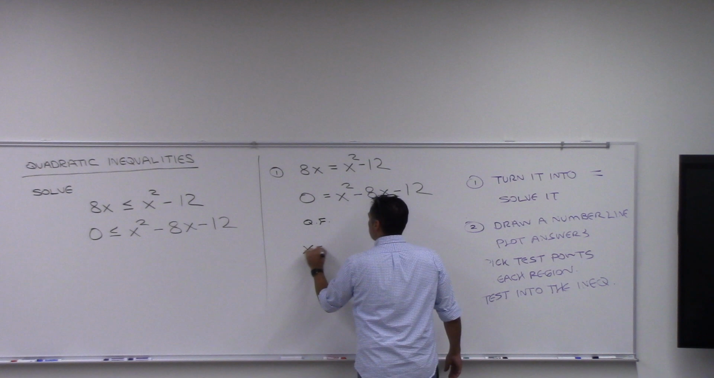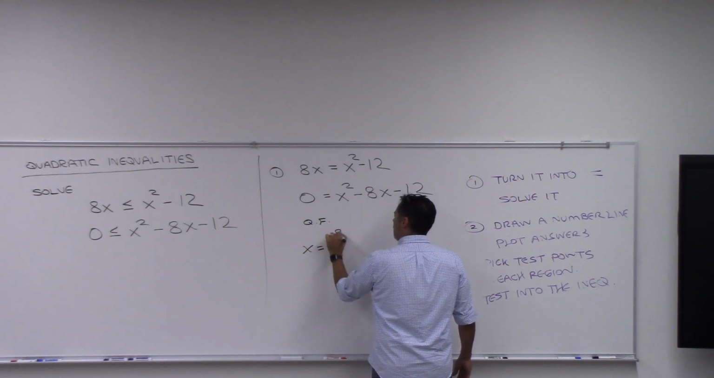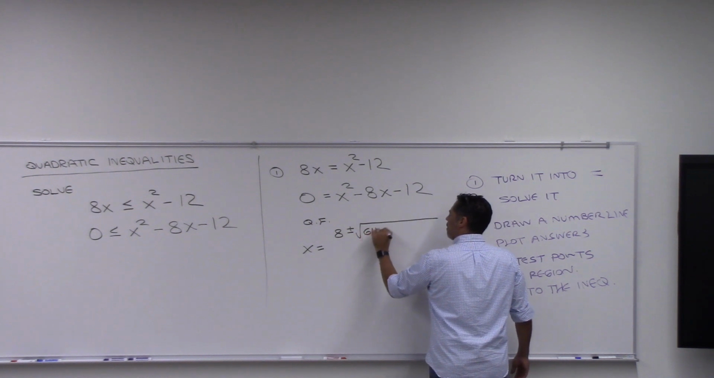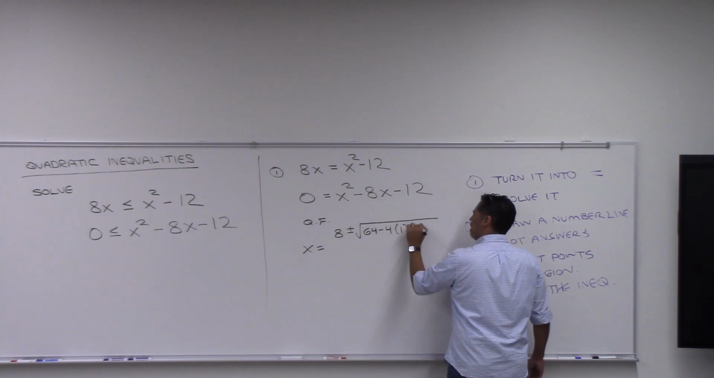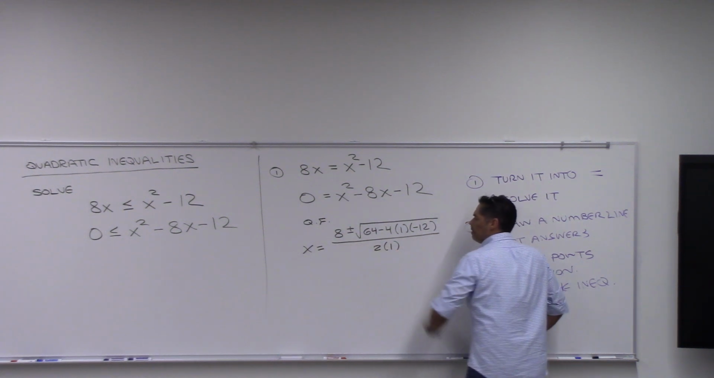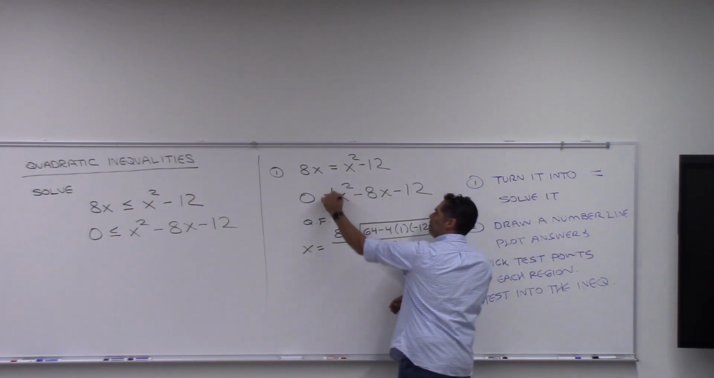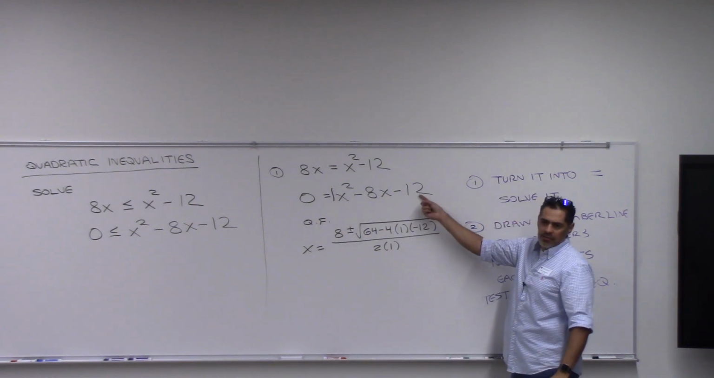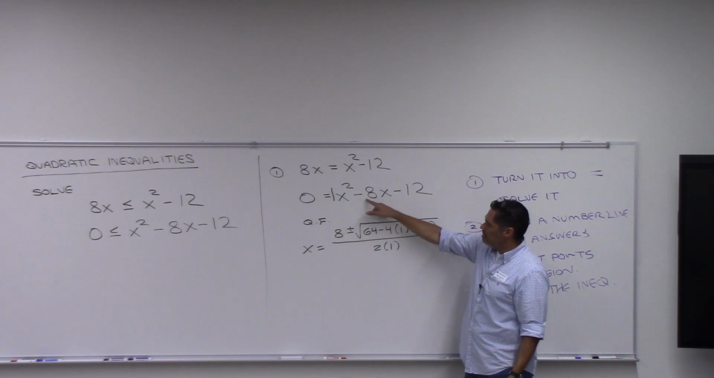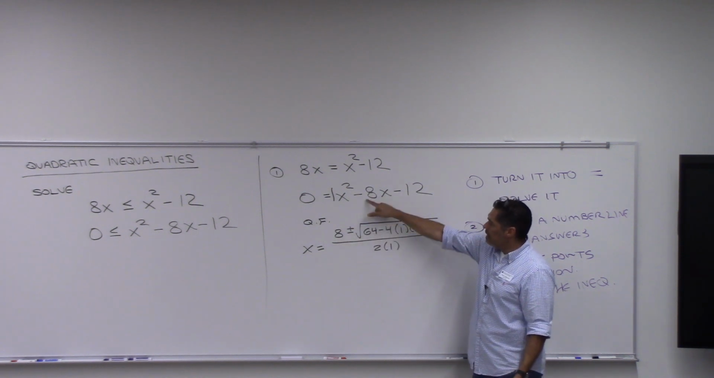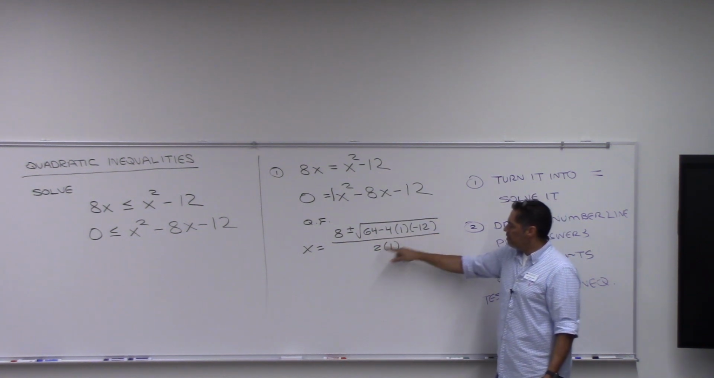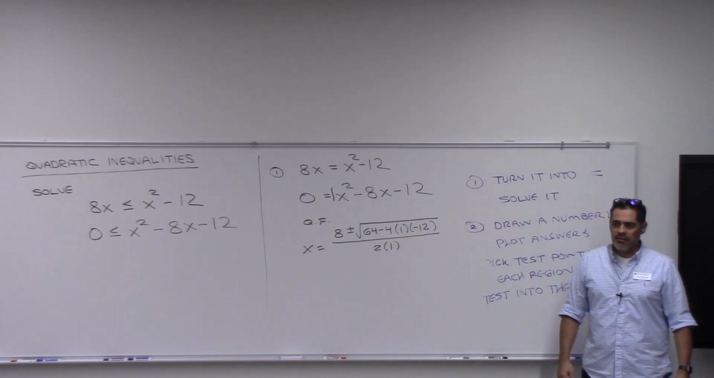So x is equal to negative b plus or minus the square root of b squared minus 4 times a times c, all over 2a. So a is 1, right? b is negative 8, c is negative 12. So negative b, the opposite of b, is 8, plus or minus the square root of negative 8 squared, which is positive 64, minus 4 times a times c, all over 2 times a. And then I just got to work that out, right?